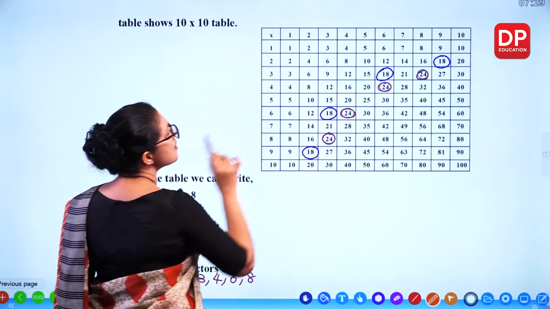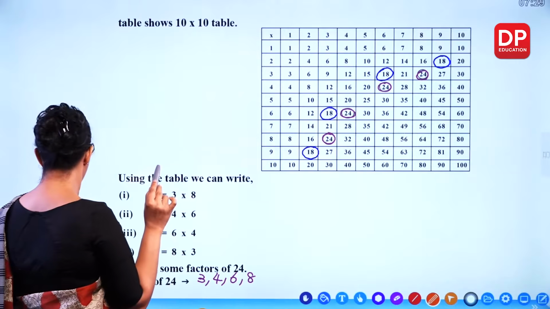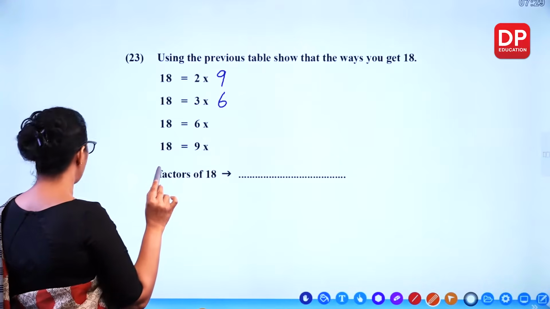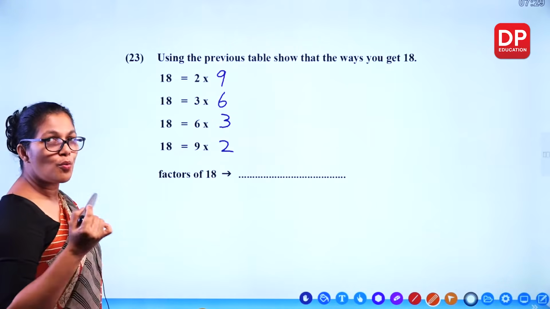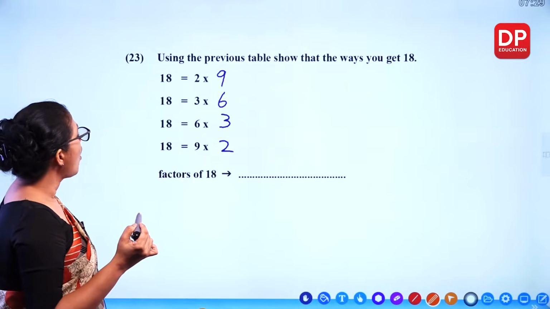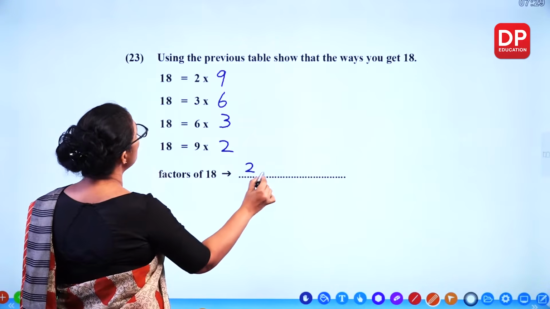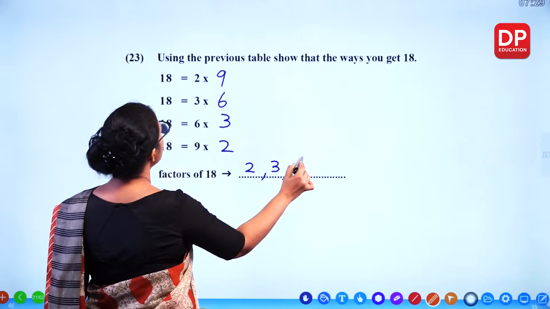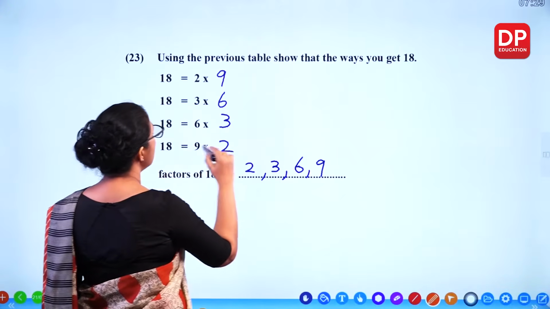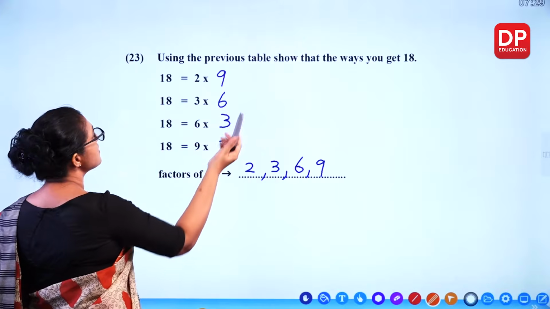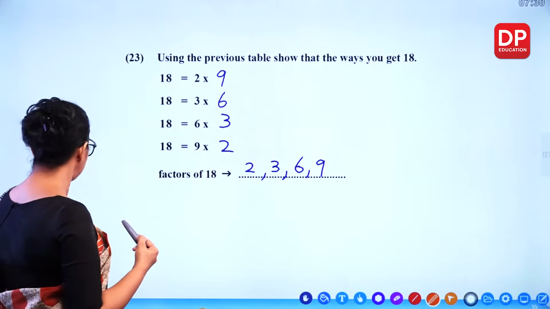6 times 3 and 9 times 2. So what are the factors of 18 using that table? We get 2, 3, 6, 9. That's all we can see from that table.